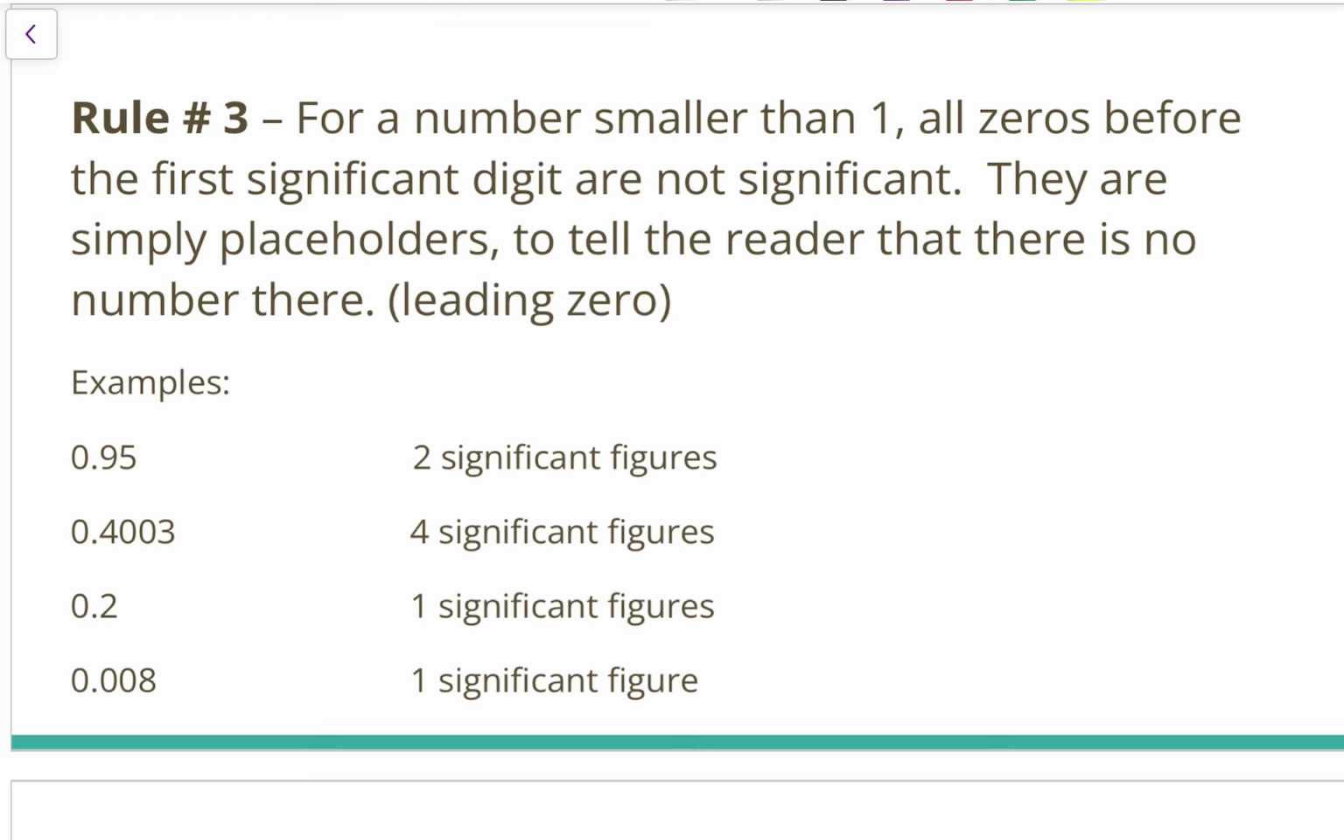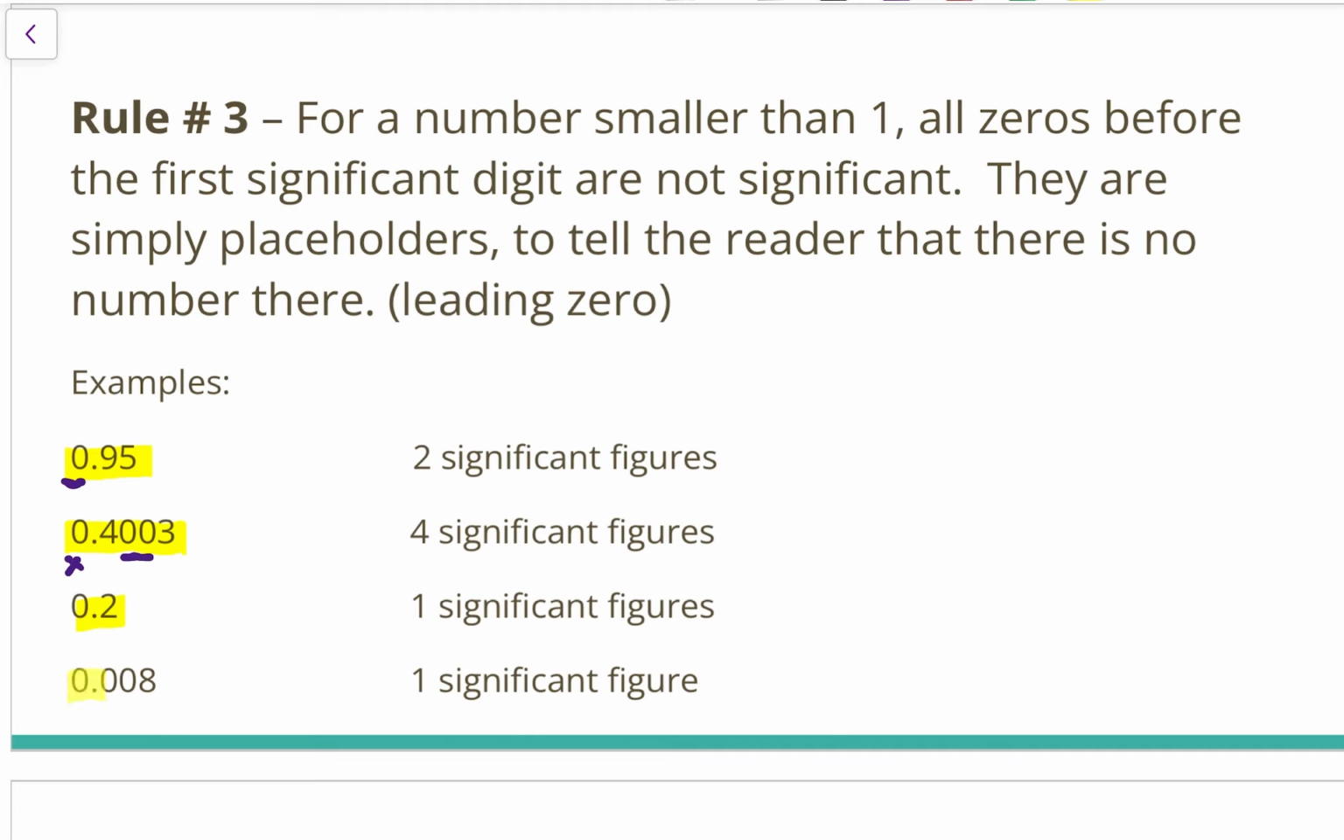If we've got a number smaller than 1, so like 0 point something, then the first zeros don't count. So for example, 0.95. This first 0 doesn't count, so that's a 2-digit number. This number, 0.4003. From our last rule, these zeros count, but from this rule, the first 0 doesn't count. So that's a 4-digit number: the 4, the 0, the 0, the 3. 0.2, that's a 1-digit number. The leading 0 doesn't count.